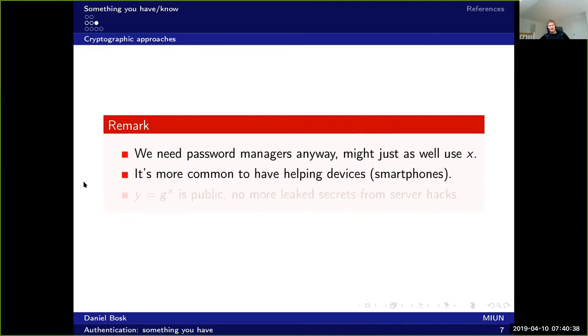Because if we see how modern computer users work, it's becoming common to have a helping device. So for instance, smartphones, they are quite ubiquitous nowadays. And another advantage of this is that we have this Y here, which is the public key, and we put an emphasis on public. So that's the only thing that needs to be stored on the server. So no more leaked server secrets from server hacks. So it's all a win, basically, to migrate to this type of system instead of staying with passwords.